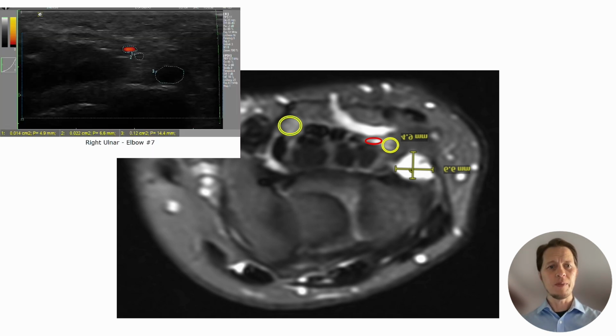And if we go back to the slide here, this is the correlate here. So ulnar nerve and artery in yellow and red on the MRI, ulnar nerve and artery on the ultrasound. Well, the artery has the color flow and the nerve does not. It is nowhere near. There is no proximity. There is no direct compression. There is no mass effect on the ulnar neurovascular structures.